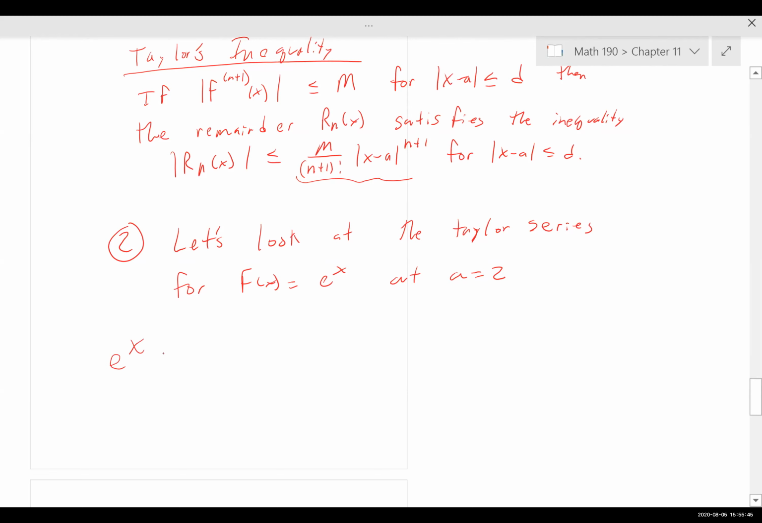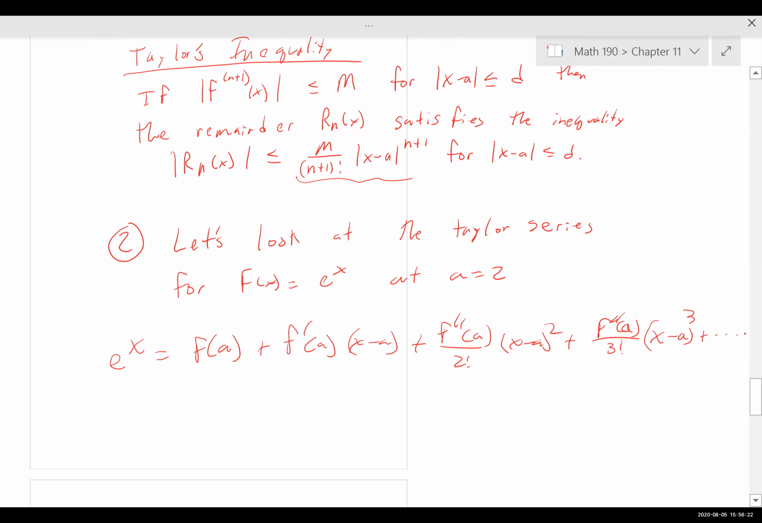So e to the x is equal to f of a plus f prime of a times x minus a, plus f double prime of a over 2 factorial times x minus a squared, plus f triple prime of a over 3 factorial times x minus a cubed, plus dot, dot, dot. So let's look at the Taylor series here.